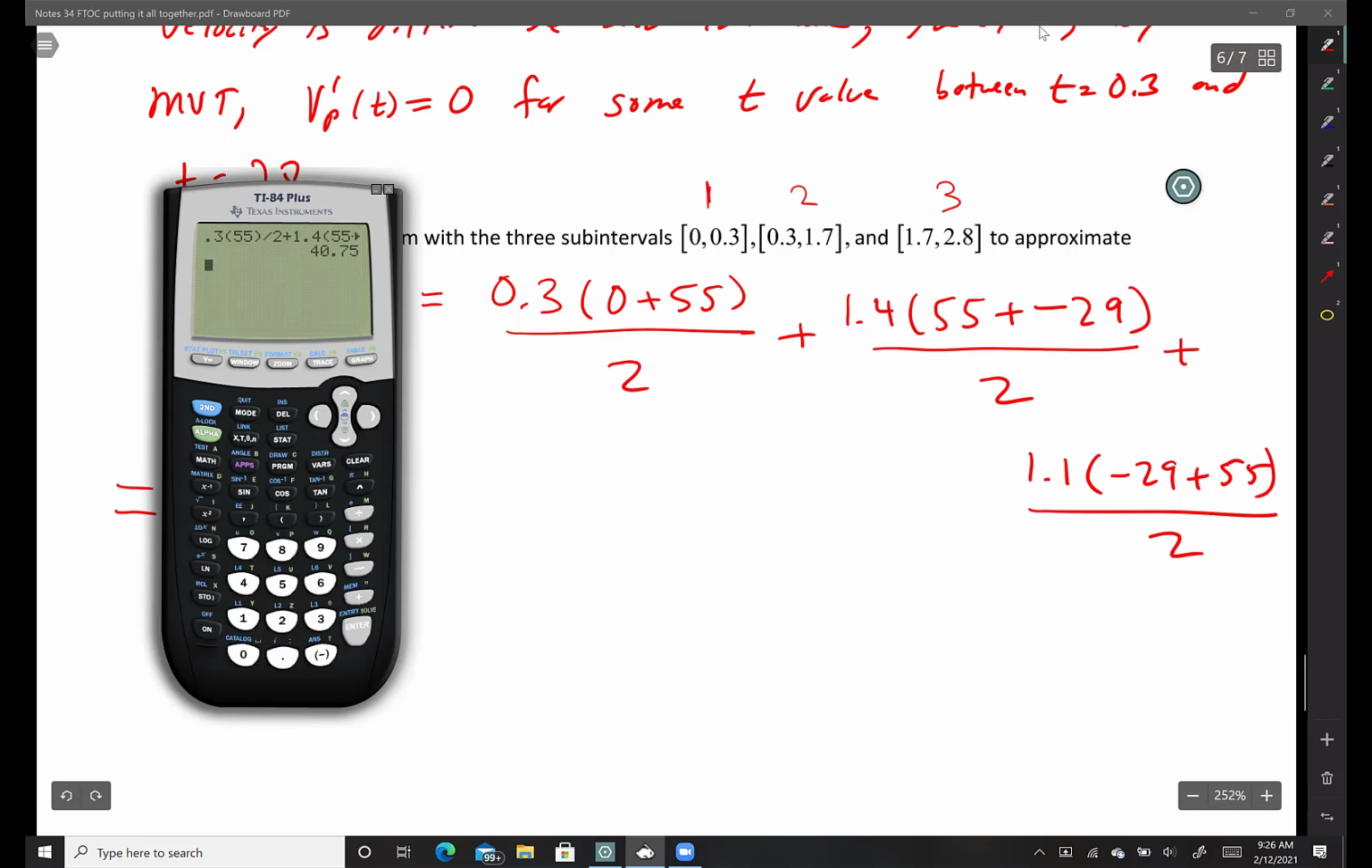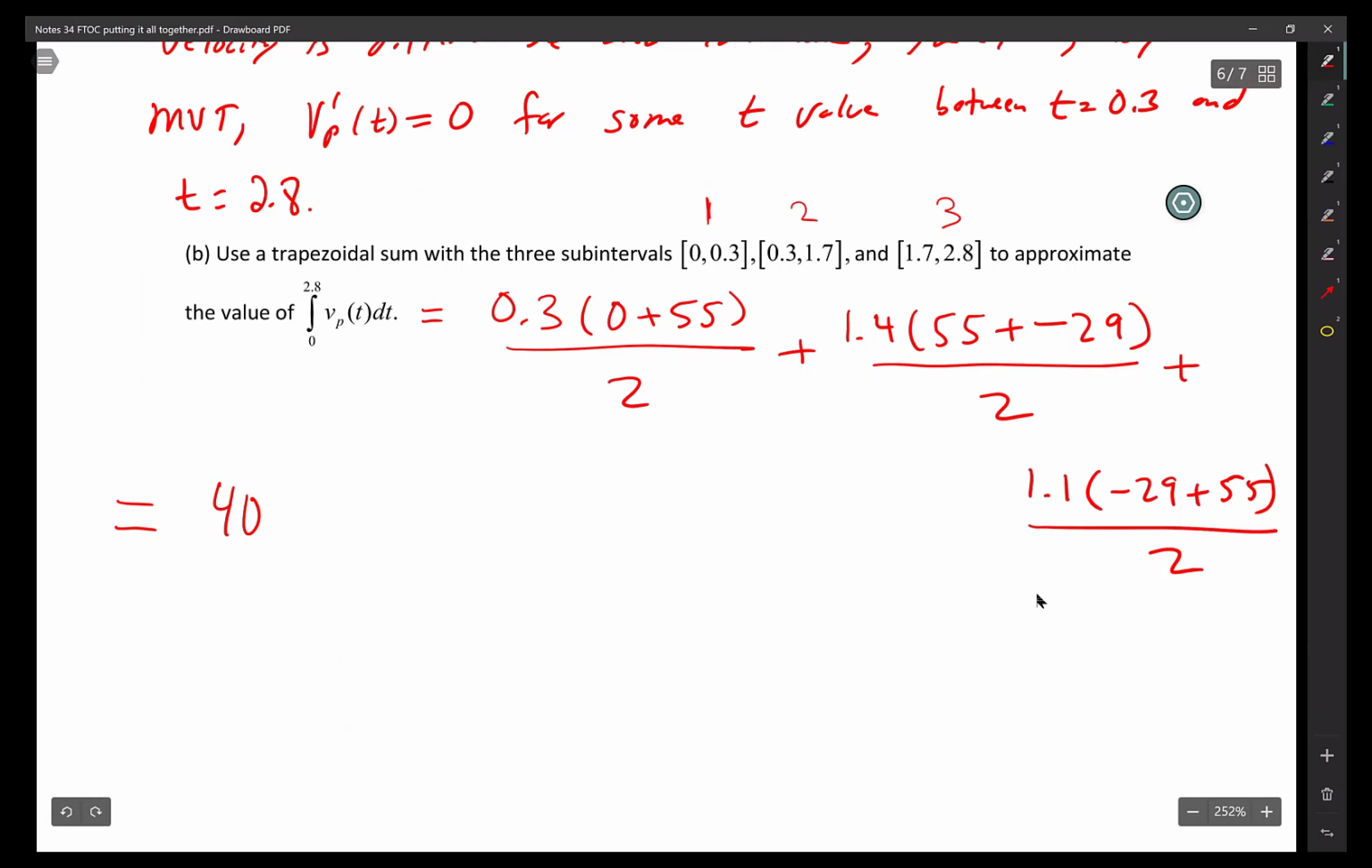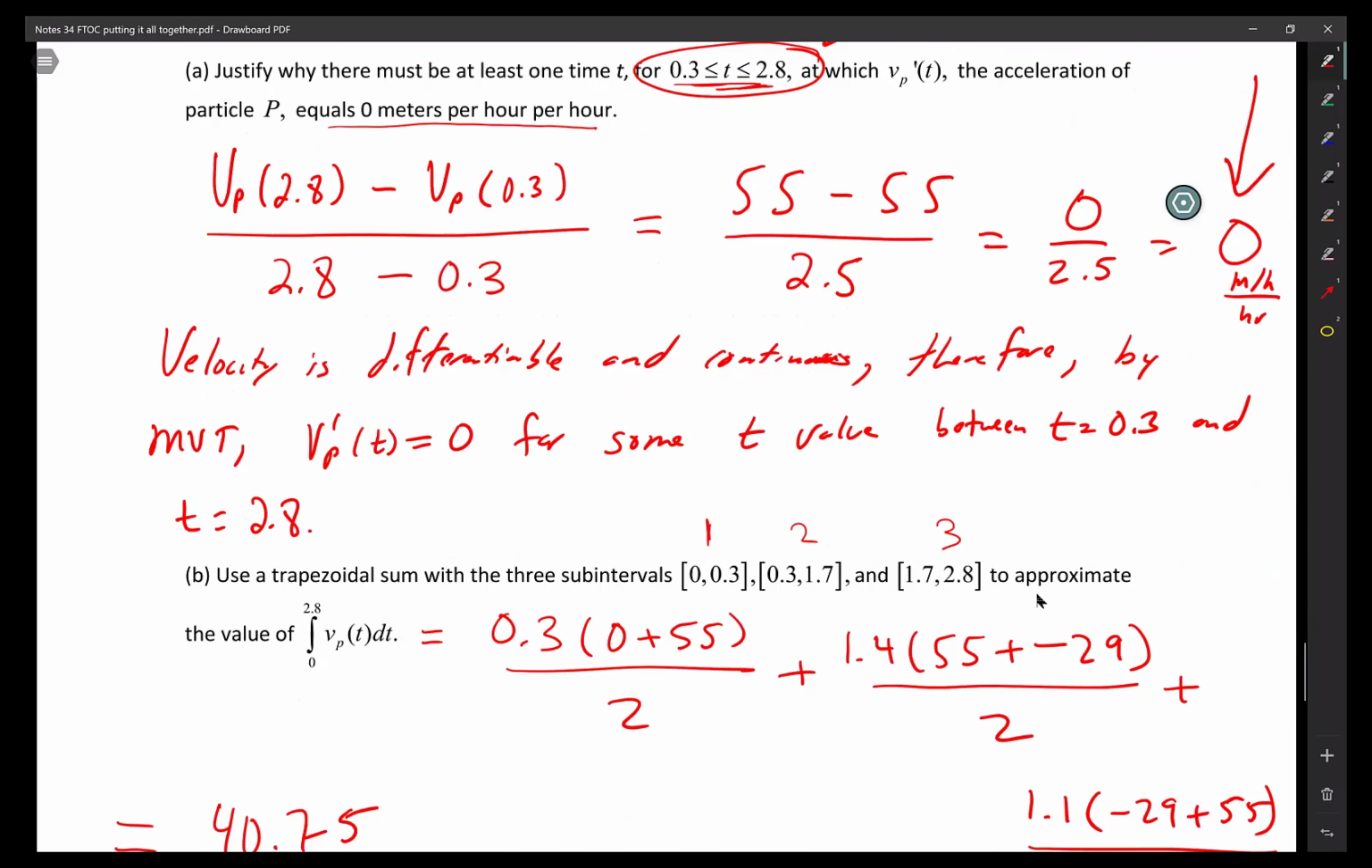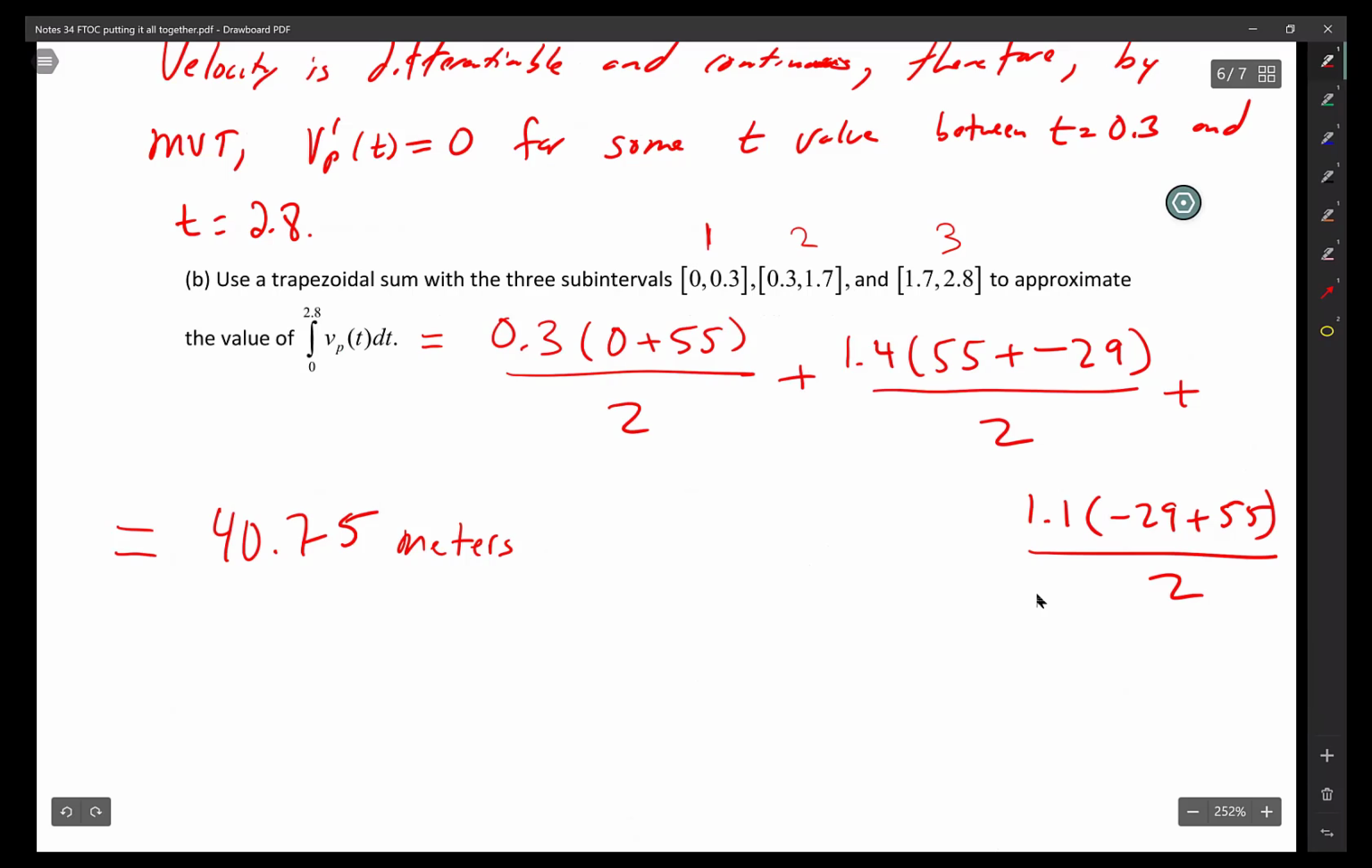Hopefully you guys got that too. And let me go back to just this. 40.75. And my units are meters. Okay, here comes the big question. Is this distance or is this displacement? Which one is it, guys? Distance or displacement? Can you tell? I don't know, Travis. I can't tell.